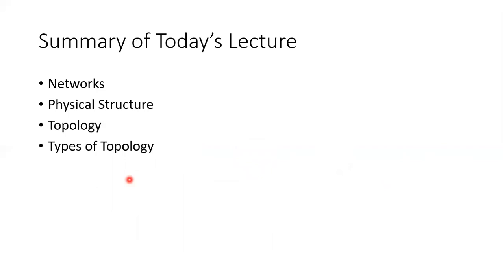Okay, students, now the summary of today's lecture. So what is a network, the physical structure of a network, and the topology, the various types of topology. Then the physical structure, that is the point-to-point and multipoint connections. Then topology, that is the star, mesh, hybrid, etc. We have seen. Okay, let us see in the next class.